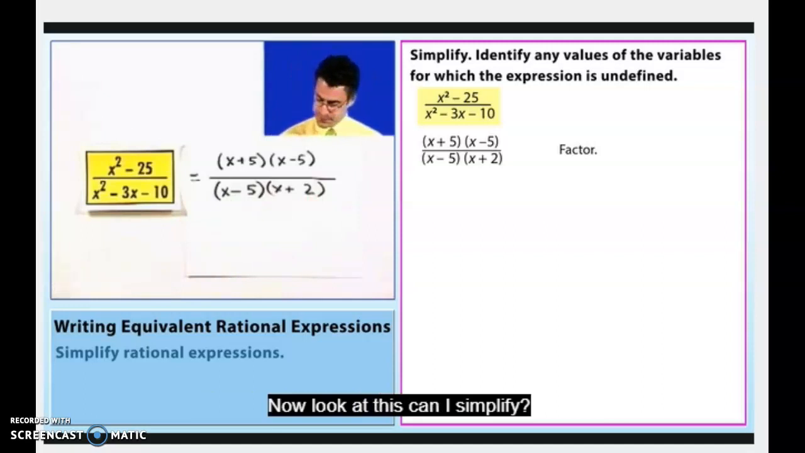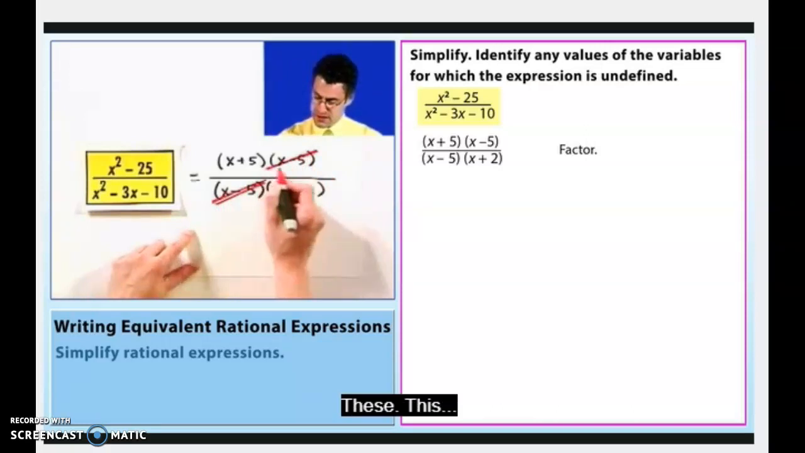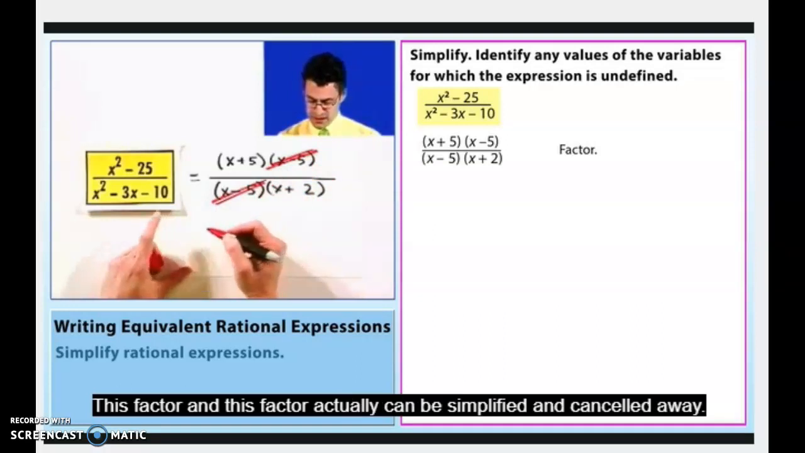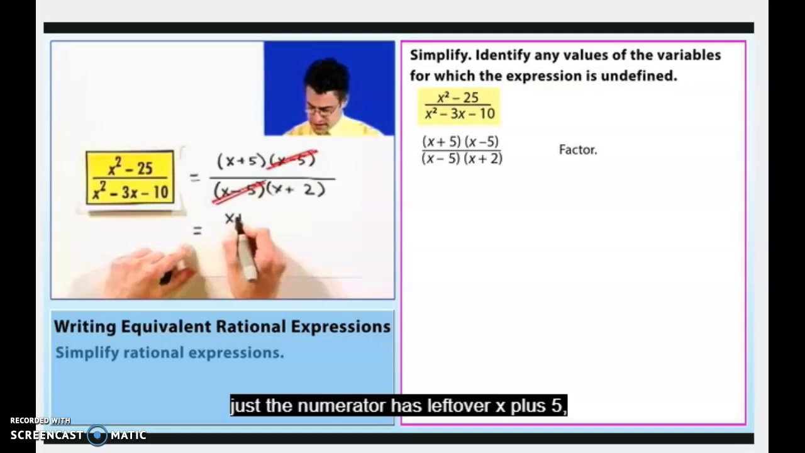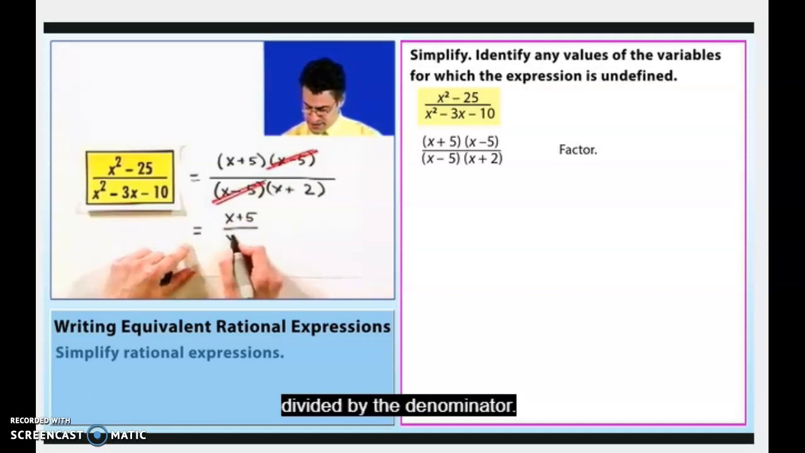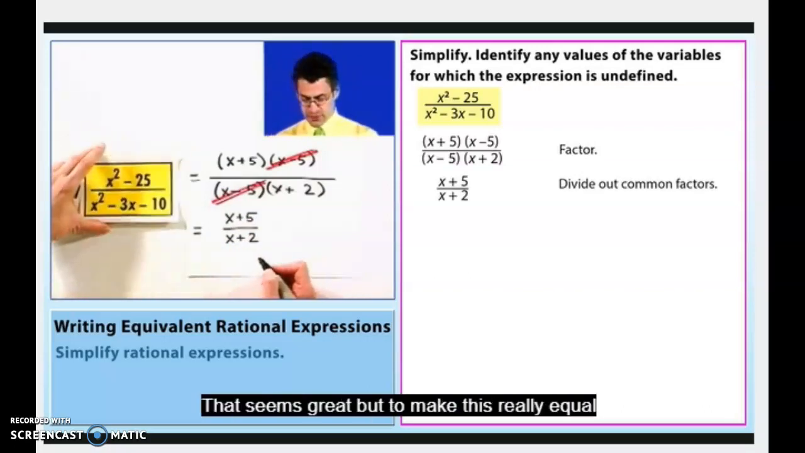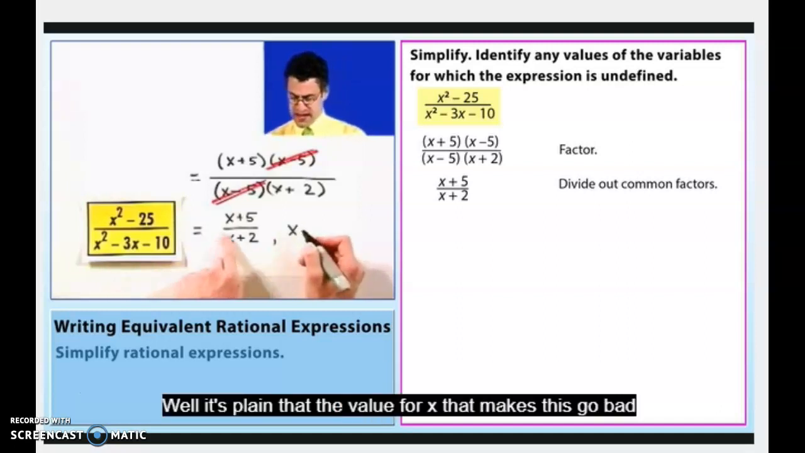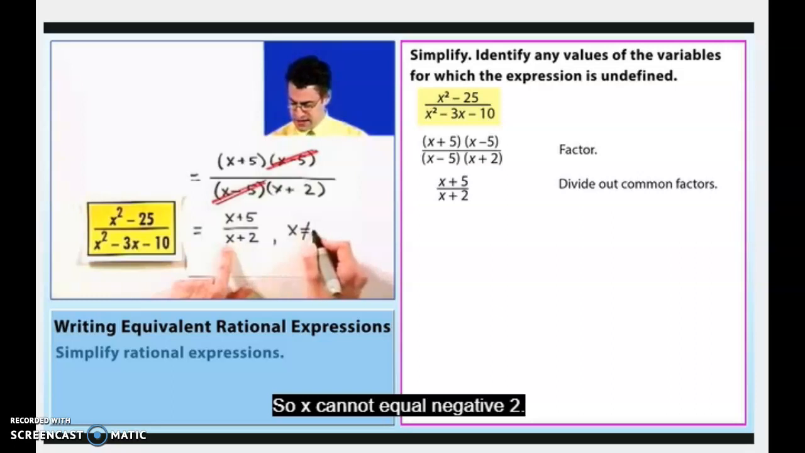Now I look at this. Can I simplify? Sure. So I can cancel here. This factor and this factor actually can be simplified and cancel away. So I'm left with just the numerator that's left over, x plus 5, divided by the denominator. That seems great, but to make this really equal, I've got to make sure that I don't accidentally plug in things that would make things go bad. Well, it's plain that the value for x that makes this go bad is when the denominator is 0, which means x equals negative 2. So x cannot equal negative 2.